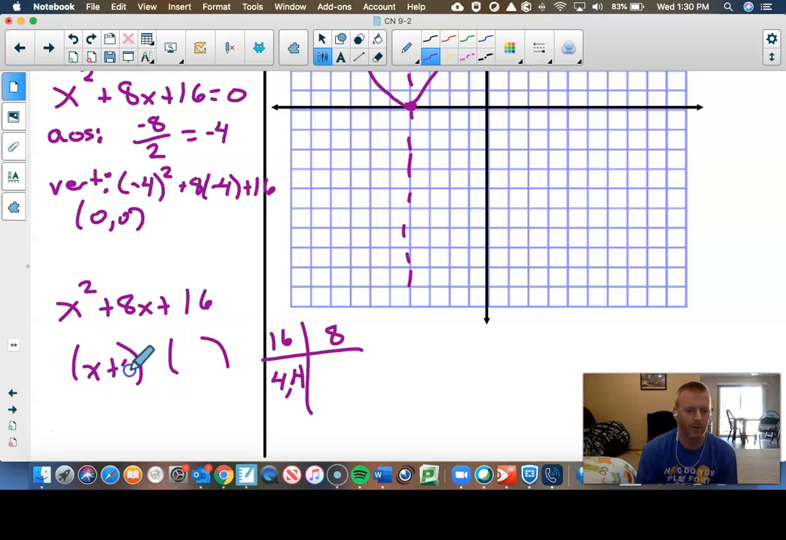So now we have an x plus 4 equals 0. And that's how we do the math.